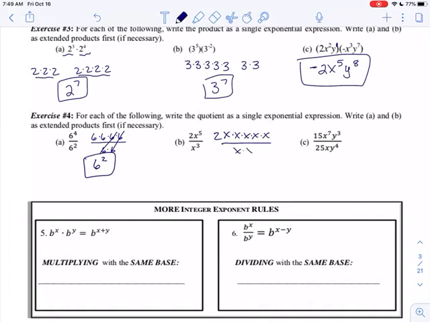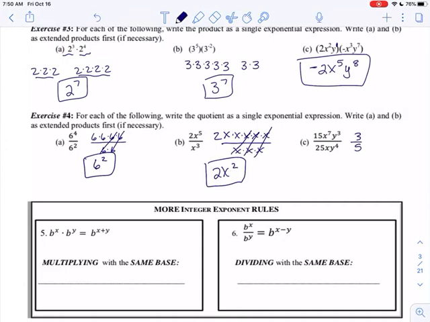Same thing here, 2x to the 5th. I got 5 x's, 1, 2, 3, 4, 5, and on the bottom I have 3 x's. Well, I can cancel out anything that's in common, and I'm left with 2x squared. So you can see what's happening when I divide, I subtract the exponents.